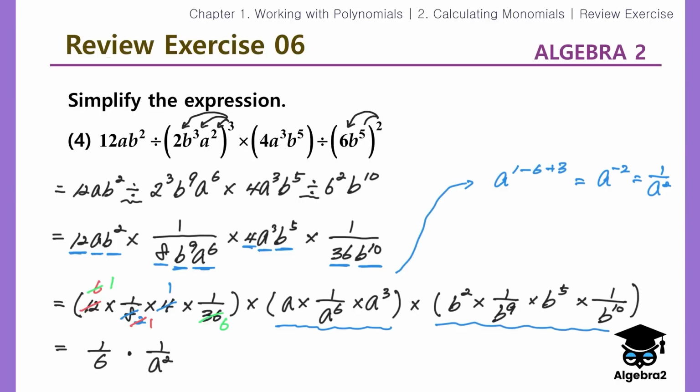This part right here, that's b to the 2 minus 9 plus 5 minus 10. So that's going to be, well, that's negative 19 plus 7. It is negative 12, right? So that's going to be 1 over b to the power of 12. So times 1 over b to the power of 12. So finally, that's going to be 1 over 6a squared b to the power of 12.